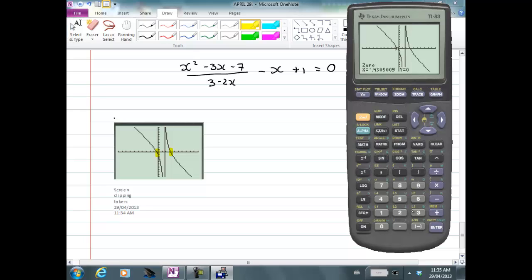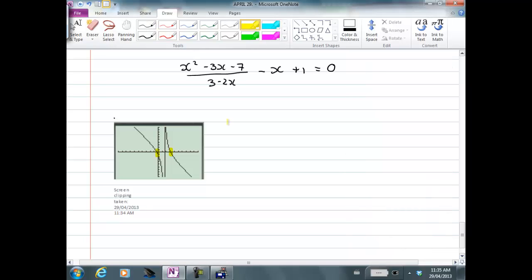X equals negative 0.43. Dead on. I want you to do it again on your own. I'm going to pause it, and I'll let you just try this on your own. 0.43. But there's one more. Okay. So if I do this correctly, your second one should be 3.10. That's solving graphically. It's very simple.